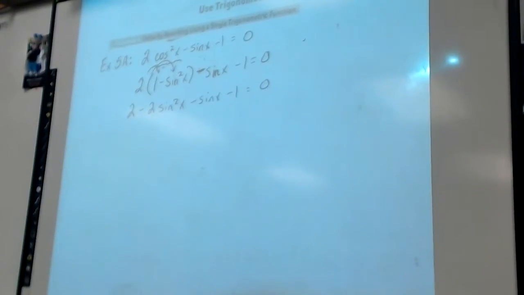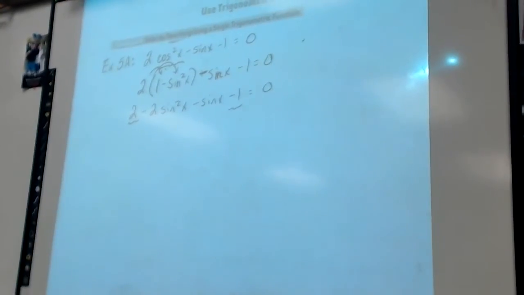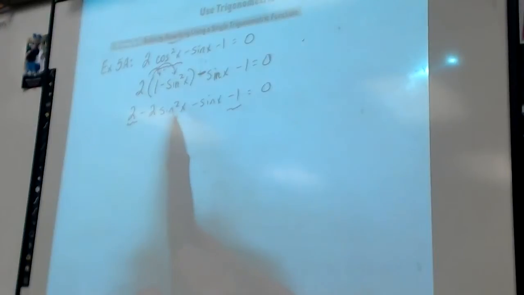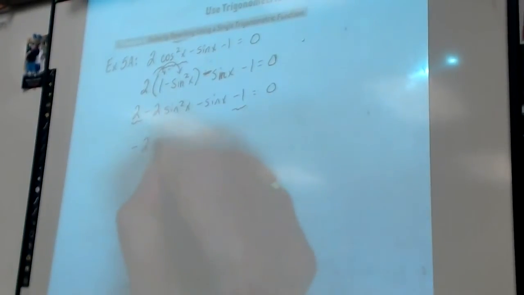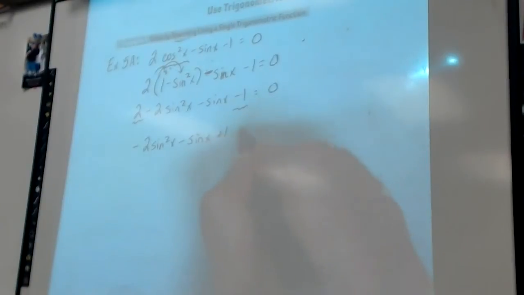Now I see some like terms. I see some constants. I see a 2 minus 1. What's 2 minus 1? Okay, but I'm going to write it so that my sine squared is first. So I'm going to put the 1 at the end. So I have negative 2 sine squared x minus sine x, and it was a positive 1, right? Yeah, plus 1 equals 0.